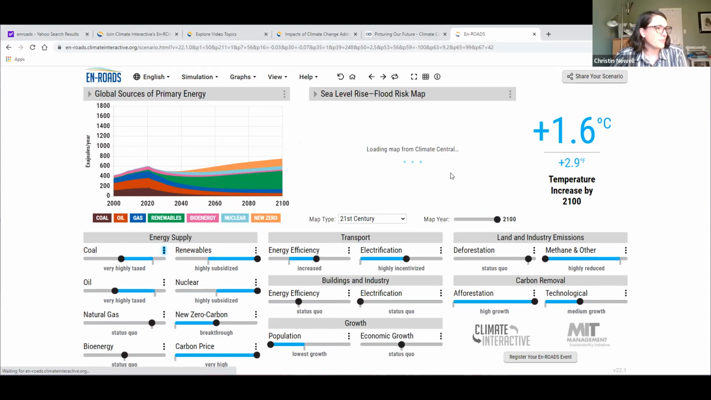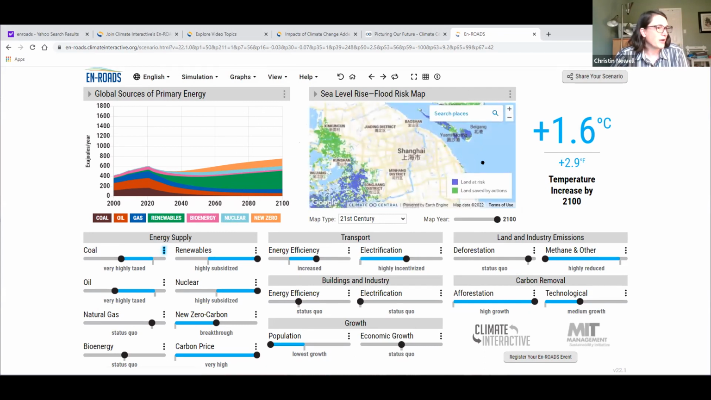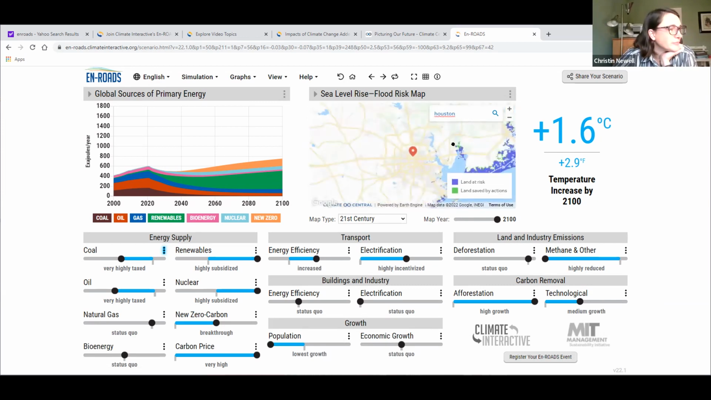So this is a cool website. This is from Climate Central. All right, so blue is land at risk, and the green would have been at risk on the base case, but that's the amount that we saved based on our scenario. I haven't actually played with this much. So here's our area. Well, we didn't really save too much with our scenario. You can see all the land at risk.